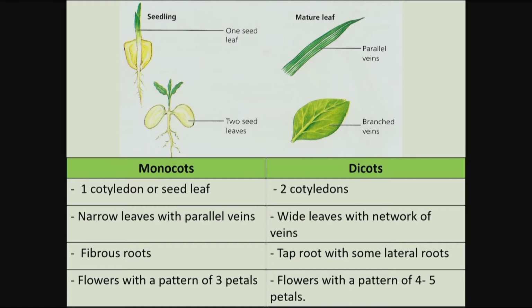Whereas for the dicots, the leaves of the dicot normally have what you call netted veins, the network of veins.